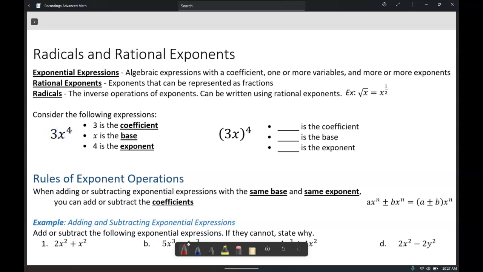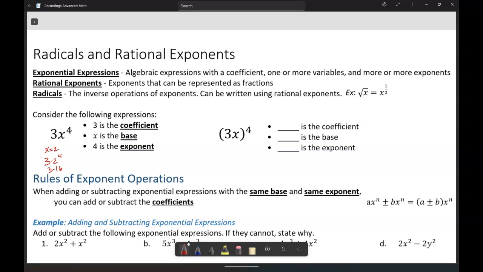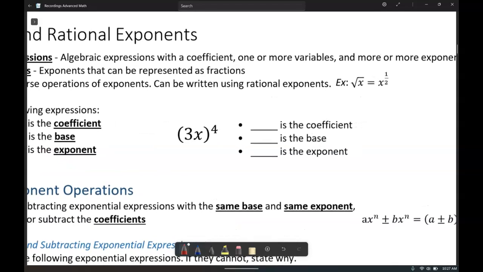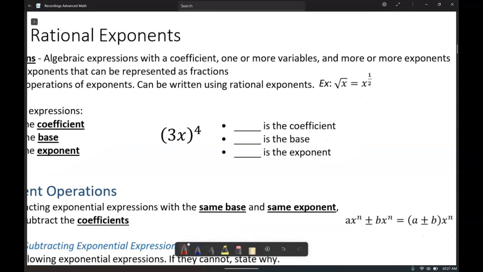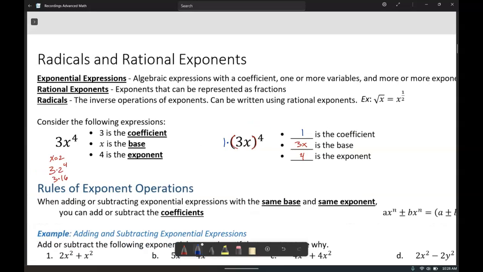So if we had, for example, x equals 2, when we evaluate this, we would have to raise 2 to the 4th power first, and then multiply it by 3. Now, conversely, over here, because of the grouping symbol, 3x is now the base, the whole thing being raised to the 4th power, which means that our coefficient is just the implied 1 that we can have in front of any expression.